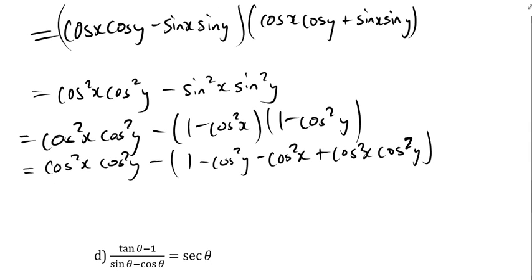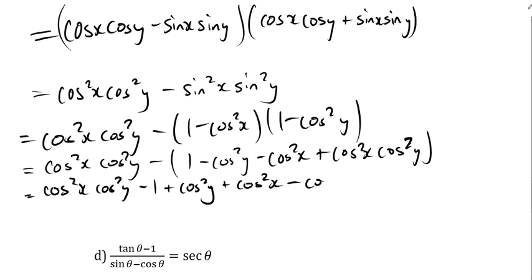So if you don't see it yet, this is going to equal, I guess I'll do this the long way, cos squared y minus 1 plus cos squared y plus cos squared x minus cos squared x cos squared y. And then take a look. Cos squared x cos squared y minus cos squared x cos squared y. And I've got cos squared y plus cos squared x minus 1, which is the right side.